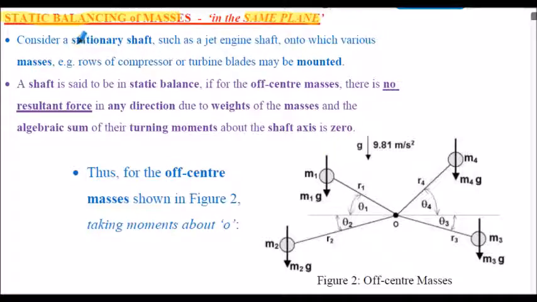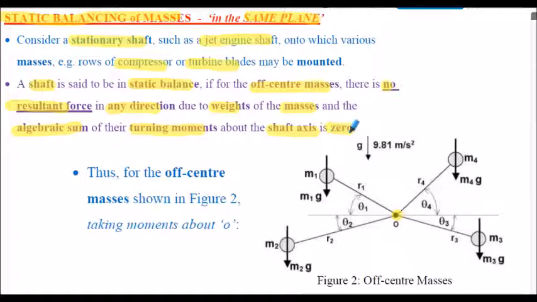Let's consider a stationary shaft here. This is supposed to be the shaft, such as you might find in a jet engine, on which we have masses. For a jet engine, that would be rows of compressor blades, rows of turbine blades, all mounted on this shaft. The shaft is said to be in static balance if, for the off-center masses, there is no resultant force in any direction due to the weights of the masses. So the algebraic sum of the turning moments about the shaft axis is 0.